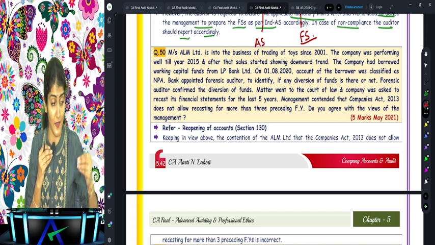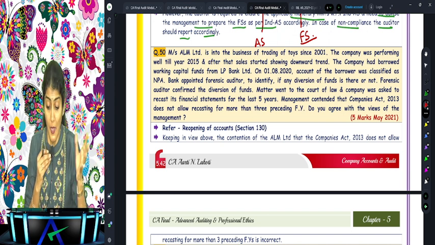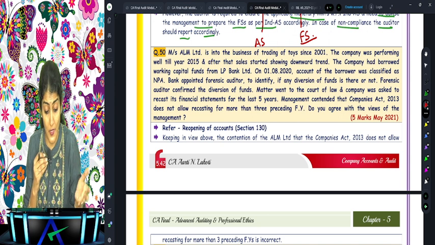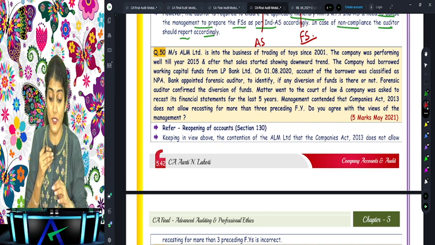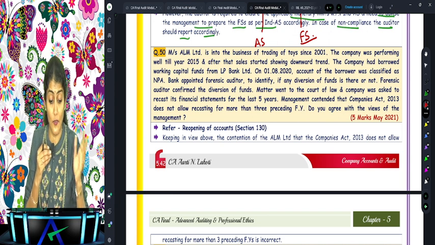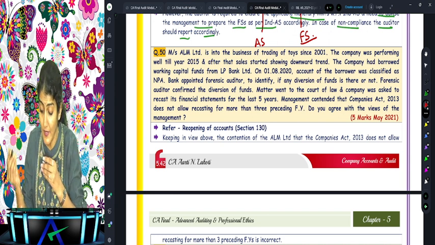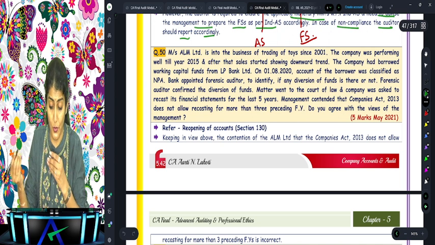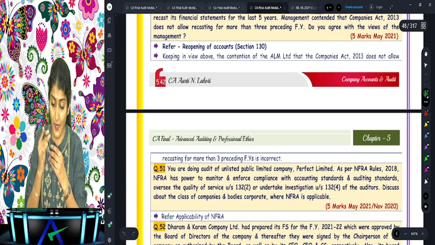So first your mind says, oh, maybe forensic audit chapter. The matter went to the court of law, and the company was asked to recast its financial statements for the last 5 years. Management contended that the Companies Act does not allow recasting for more than 3 preceding financial years. Do you agree with the views of the management? Right? So what does it say?